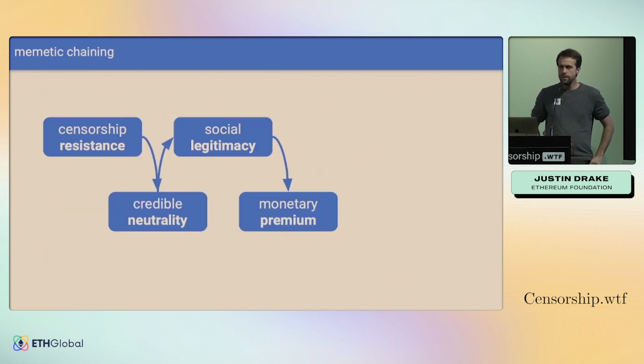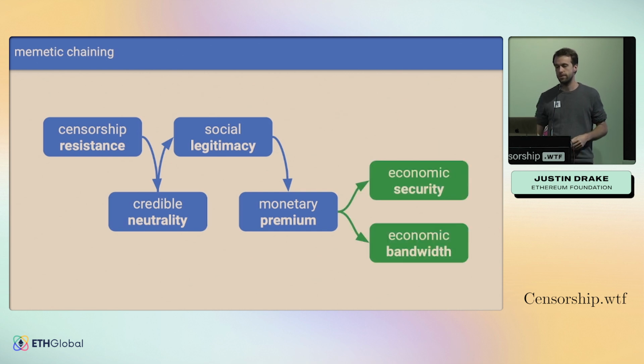And the reason I think we need to fix it is because there's this memetic chain going on. Right? Censorship resistance is at the very beginning of a chain which ends with monetary premium. So censorship resistance gives us credible neutrality, which gives us social legitimacy, and means that Ether, the asset, can gain the so-called monetary premium, which is very important from a utilitarian perspective. Why? Because monetary premium gives us a huge boost in economic security, as well as a huge boost in economic bandwidth for applications.